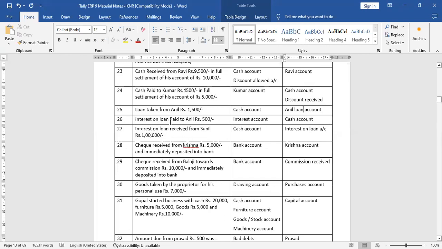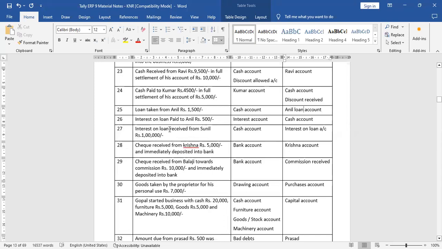Next, interest on loan paid to Anil. You are paying the interest. Interest is an expenditure, debit side. Paid means you pay cash. Cash goes out. So the entry: interest account debit, to cash account.